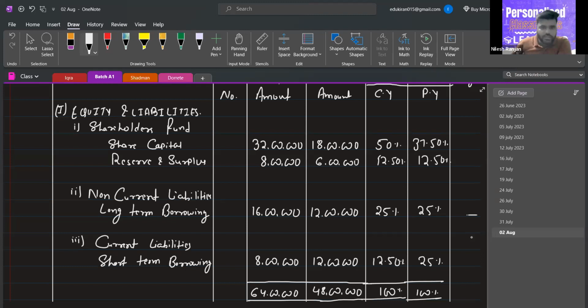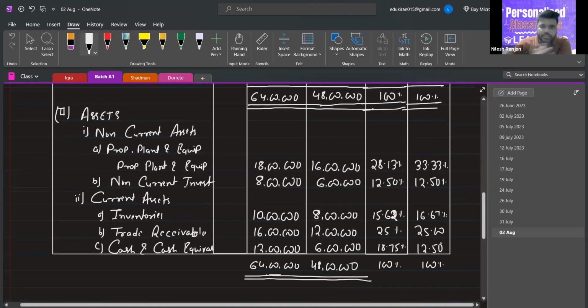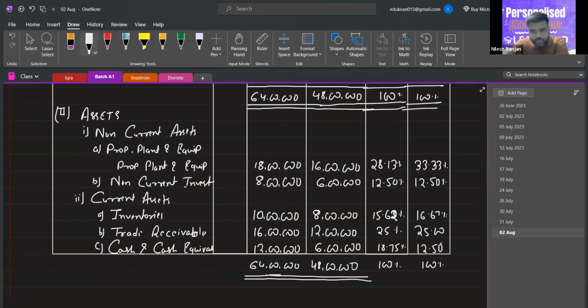Okay. Now in the second part, the non-current investment percentage is the same. Inventory is decreased. In the previous year it is 16.67%. In the current year it is 15.62%. Trade receivable is the same, and cash equivalent is also increased. So it's a decreased rate.